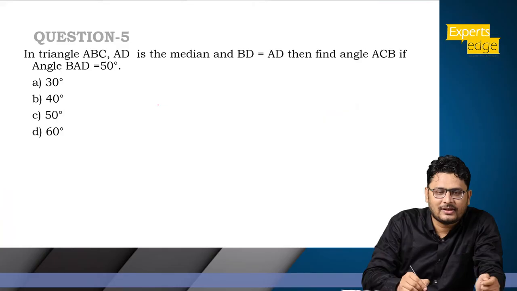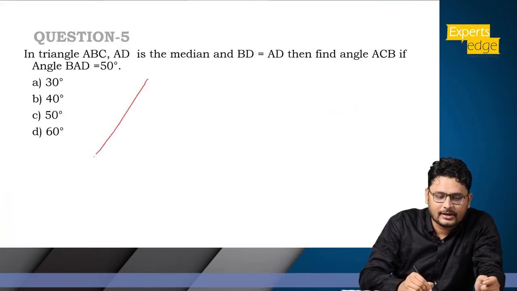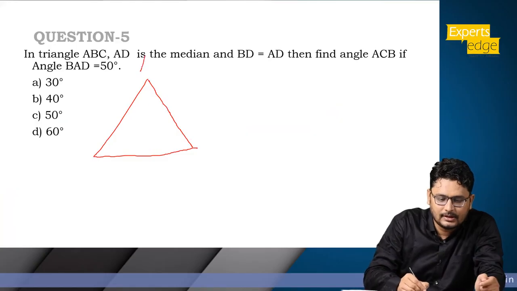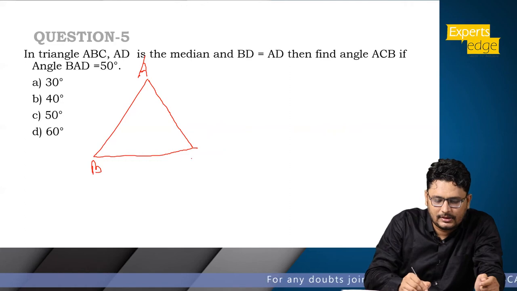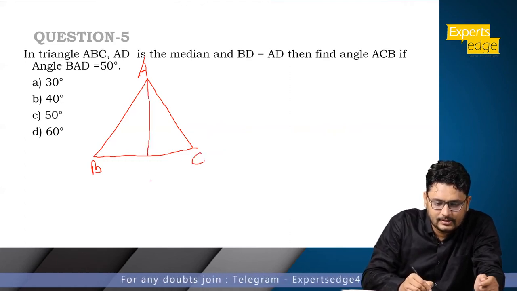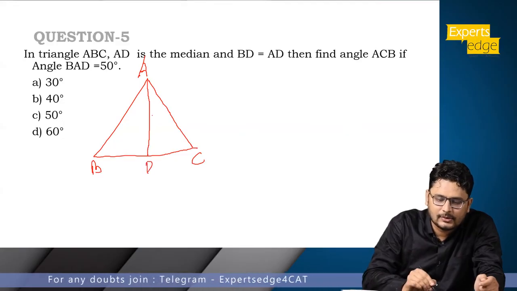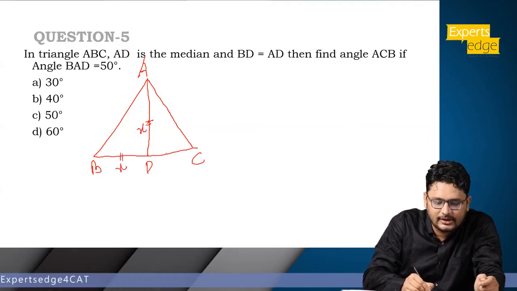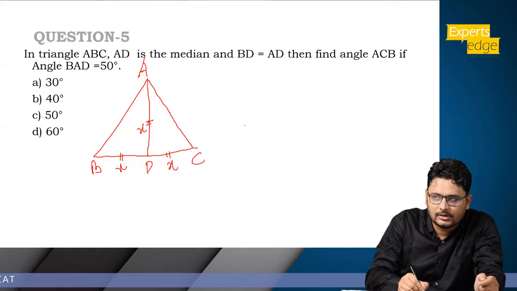Okay, let's say question number 5. What it says, एक triangle है ABC. Just let me quickly draw a diagram. A, B and C. AD is a median such that AD is equal to BD. तो अगर मेरा AD x होगा, so BD भी x होगा, because AD is a median, तो CD भी x होगा. Then find angle ACB if angle BAD has given this angle is 50 degree.